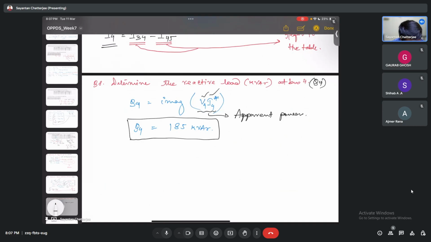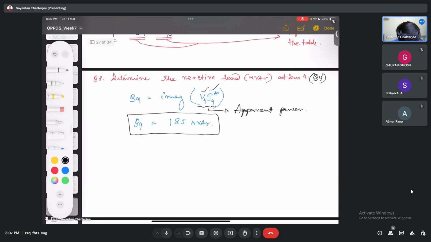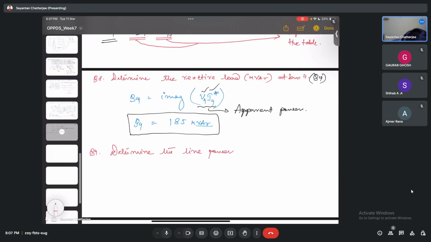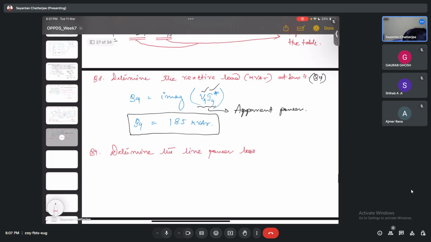So the next question is: determine the line power loss between bus 2 and bus 3.